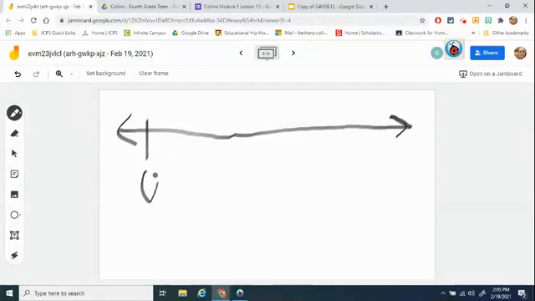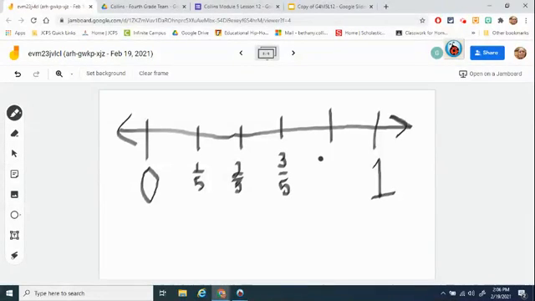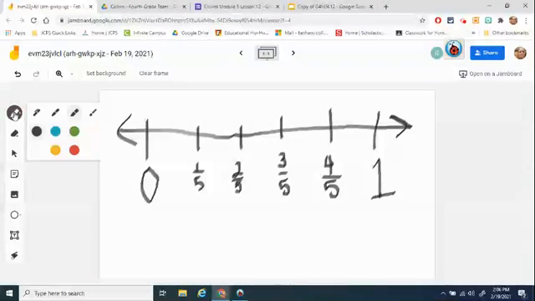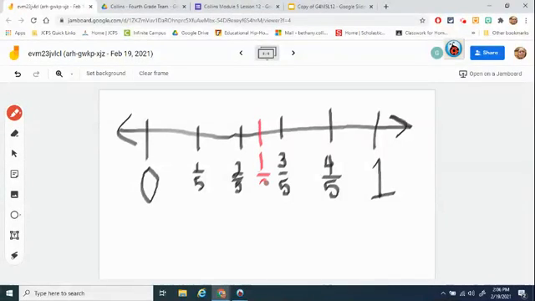And I've got 0, and I've got 1, and I've got 1, 2, 3, 4 fifths. Let's see, 1/5, 2 fifths, 3 fifths, 4 fifths. And then I'll look at where 1/2 would fall. And 1/2 is going to be right in the center of this line. 1/2 is going to be right here, right in the center of 2/5 and 3/5. That's what that was just saying.